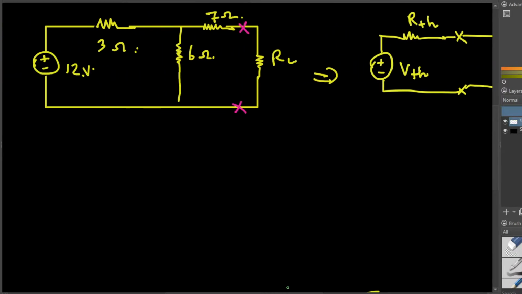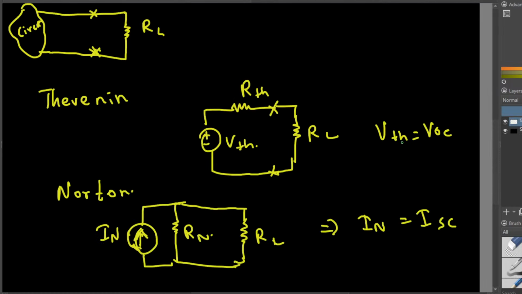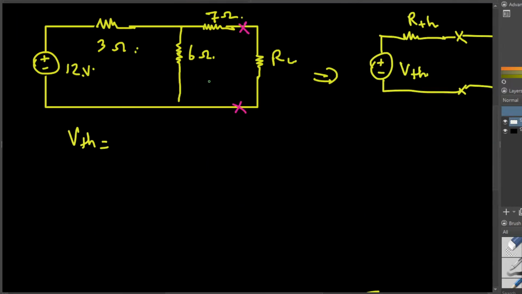Now the next step is how can we find the V Thevenin? V Thevenin is equal to V open circuit. If you take the open circuit for this one and solve for it, you're going to get the V Thevenin. So let's make this circuit an open circuit. We just have to cut off the R L and make it open. Then find the voltage across here, and that's going to be the V Thevenin.